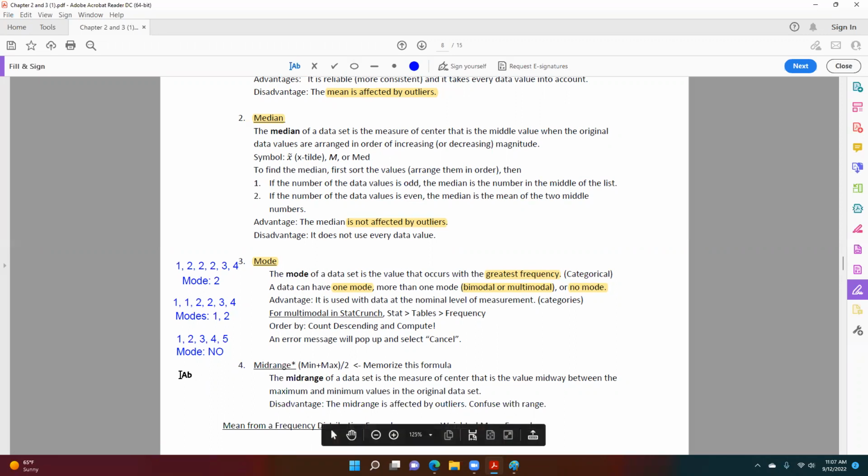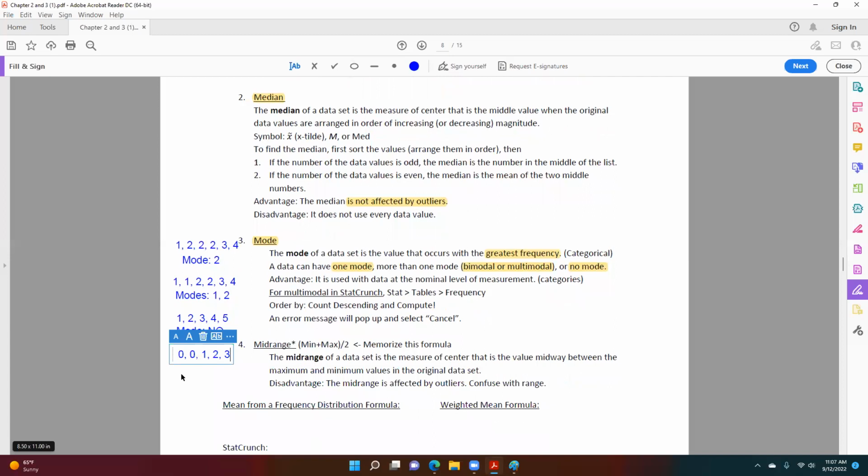And I want you guys to know the difference between a no mode and a zero mode. A zero mode is where, for this example, 0, 0, 1, 2, 3, the mode is 0. So make sure you know the difference, because a zero mode means the number 0 has the greatest frequency. That means it came out the most times. No mode means they all have exactly the same frequency.